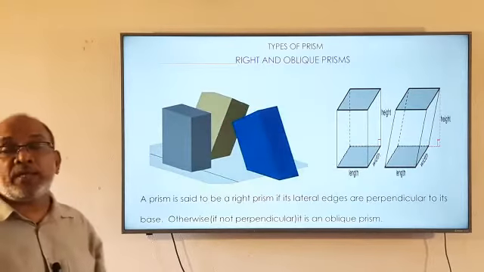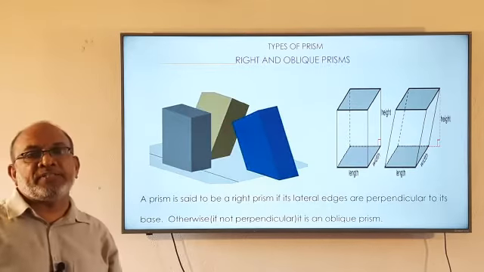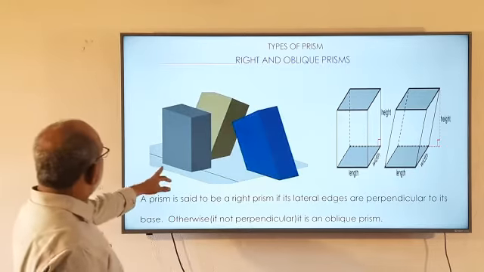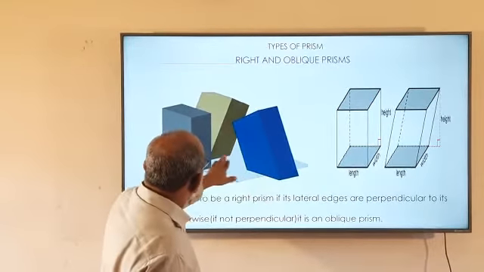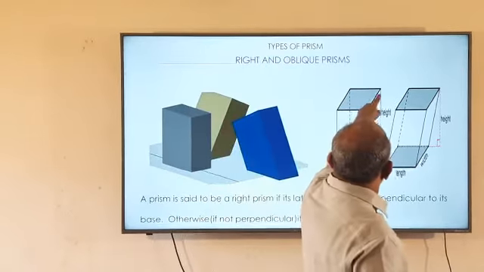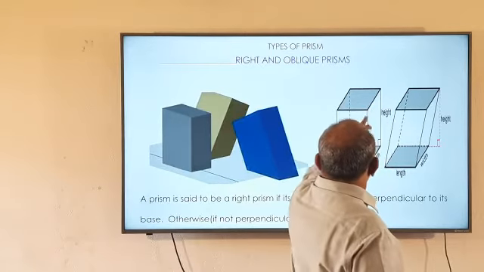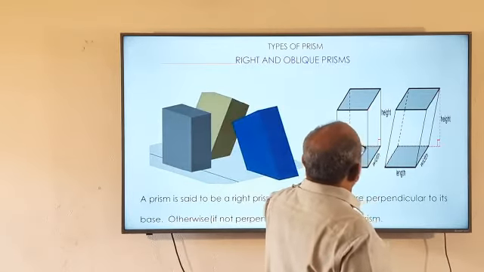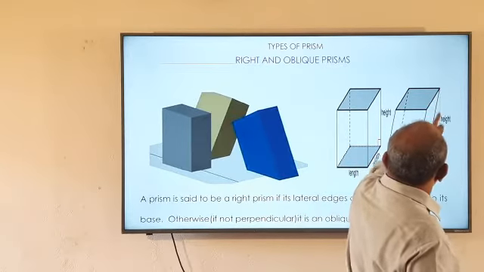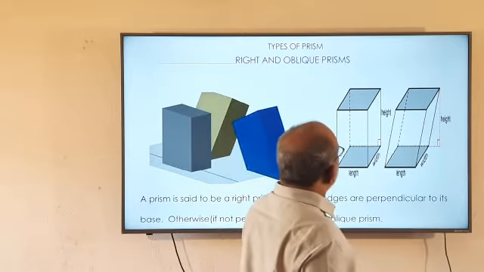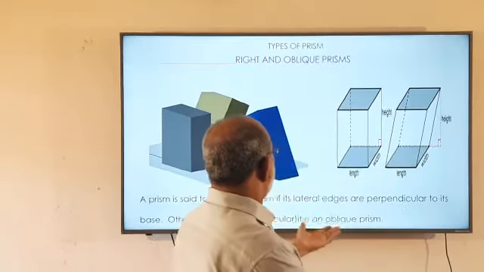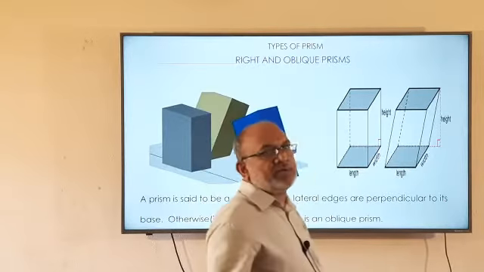Now we are going to learn about right and oblique prisms. What is a right prism? What is an oblique prism? That's what we are going to learn. Here you see the difference. This is right, this is slanted. Here you see this line is perpendicular to the base. But here you see this line is not perpendicular. Perpendicular is this one only. So when these are not perpendicular, we call it oblique. When it is perpendicular to the base, we call it a right prism.